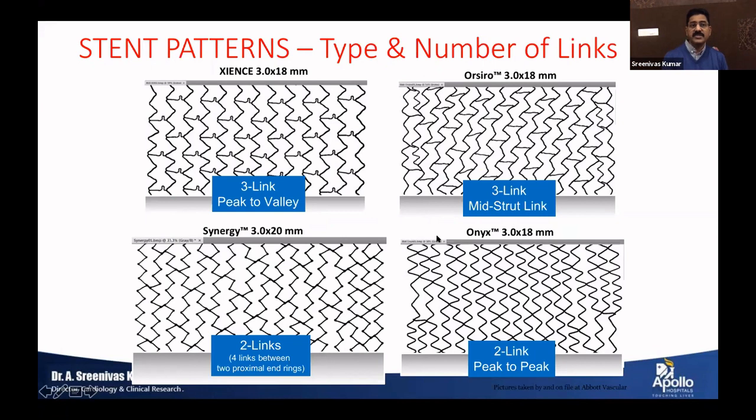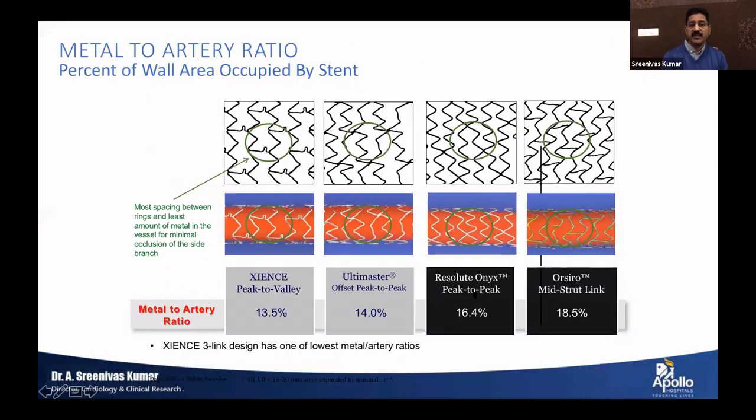So basically, if you see, this is called as peak. This is called as trough. And the attachment is from the peak to trough here. This is peak to valley. This is Zines platform. And then in between both is Orsero platform. Each of them have some advantages and disadvantages. Onyx has, again, coiled wire meshwork technology. Advantages of it, will take you through.